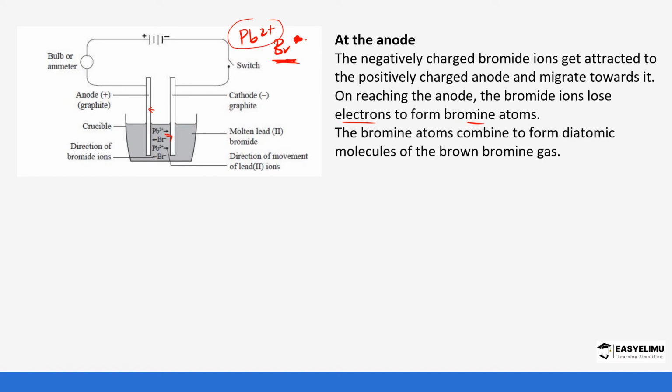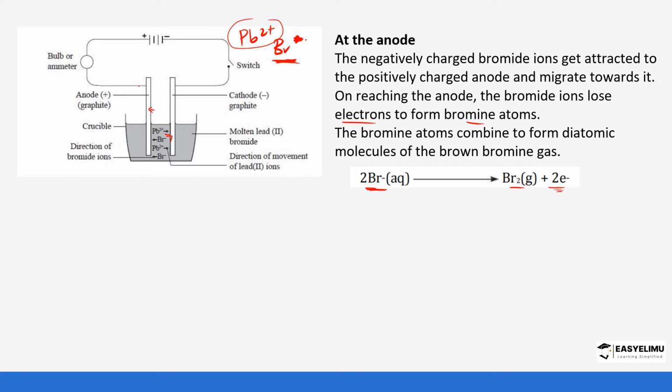Then the bromine atoms combine to form a diatomic molecule of bromine gas. So on the anode, you're going to see a pale yellow or brown gas. And then bromide ions, as you can see in the equation, are losing electrons. And you can see we are putting the equation on the left, the electrons are on the right side while the reactants are on the left side. So it shows that these electrons are being lost.